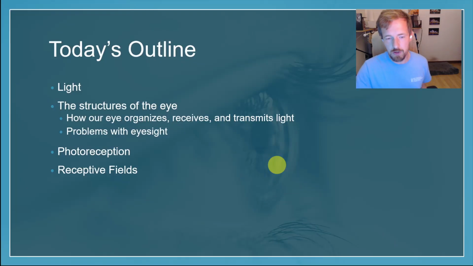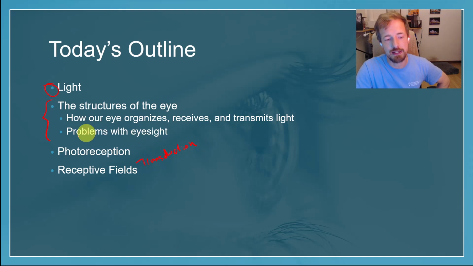We're talking about the anatomy of the eye. So we're going to be talking very briefly about the properties of light. We'll talk a lot about the structure of the eye, and then we'll kind of conclude by talking about photoreception, which is also known as transduction.